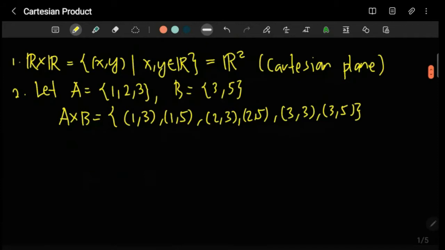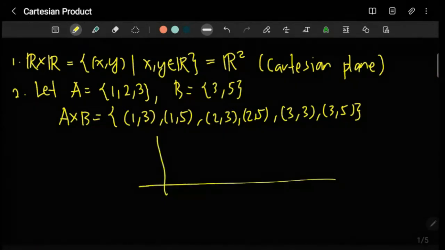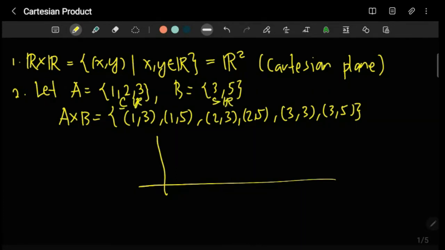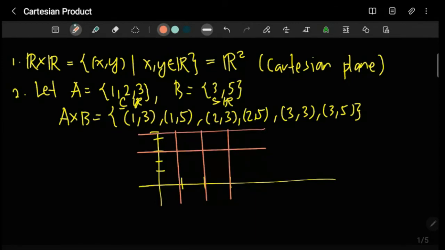To visualize, a very good visualization of a Cartesian product is a Cartesian plane. Since these are subsets of the real numbers, we can actually look at them as points in the Cartesian plane. So for example, let's locate the points 1, 2, and 3, and the points 3, 5. So let's say this is 1, 2, 3, 4, 5. So this is the line x equals 1, line 2, line 3, and the lines y equals 3 and y equals 5. So the points that we want are actually just these points: the intersections of the lines x equals 1, 2, 3 and y equals 3, 5.